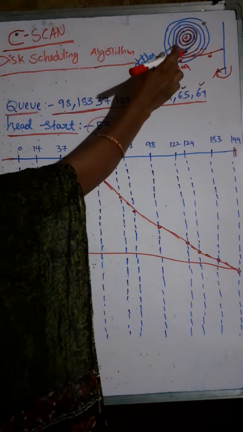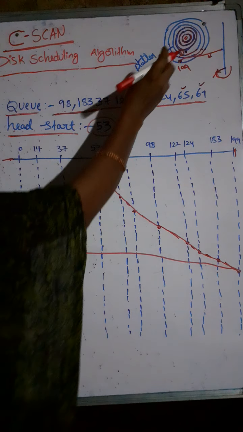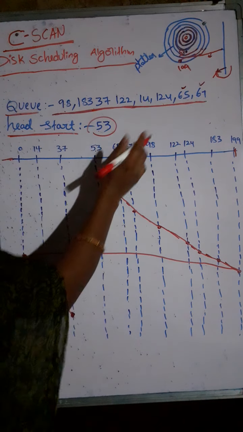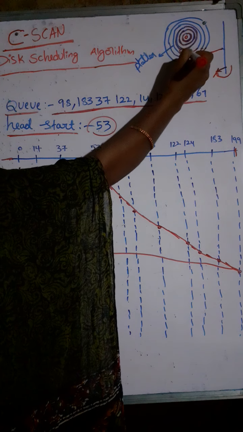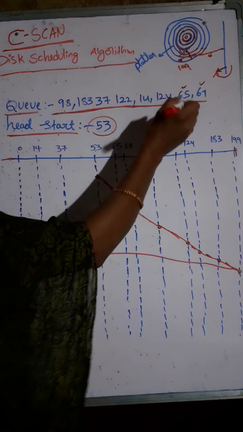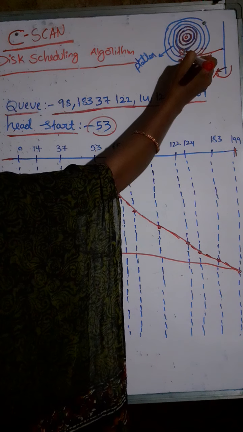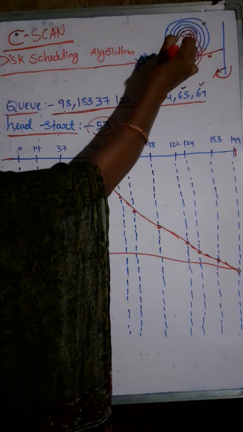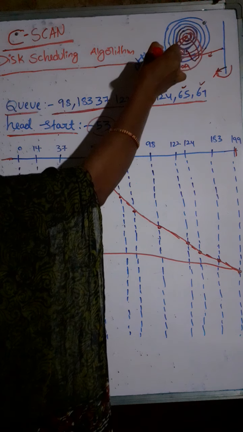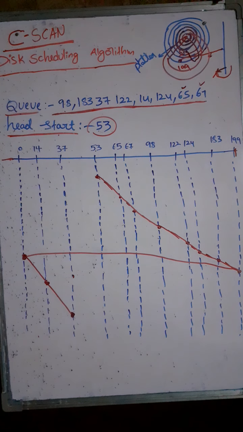Here in this diagram, I'll represent it. There are requests for 65, 67, right? Let us assume that the arm is at 53. From 53 it will move upwards. After reaching the end, without serving any request, it goes to 0. From 0 it will serve all the other requests. Then it will go again to the end, and from here it will serve all the requests, then it will again go to 0. It looks like a circular shape, right? That's the reason it is called the circular scan algorithm, or we can call it the C-SCAN algorithm.